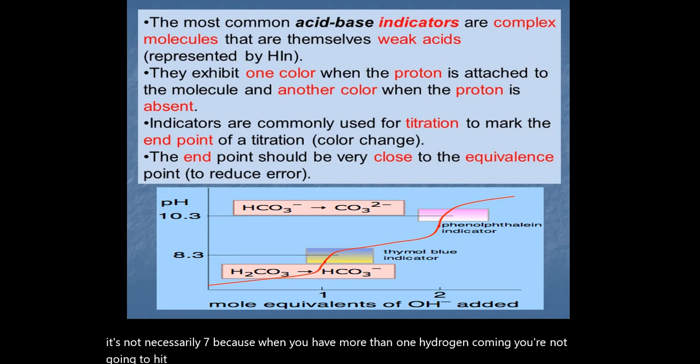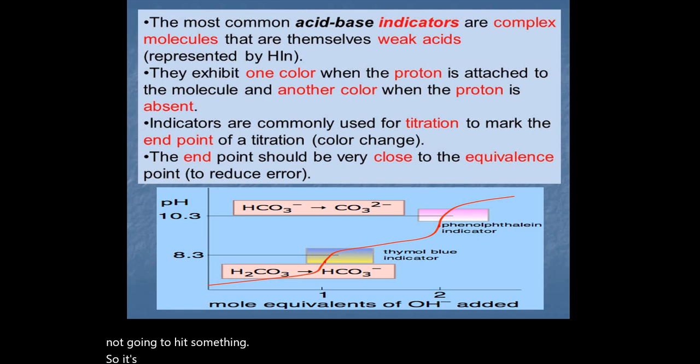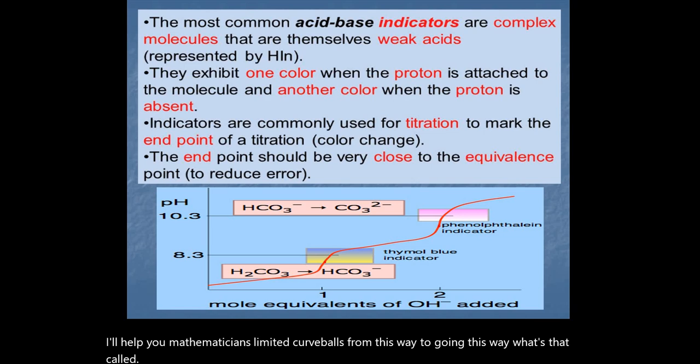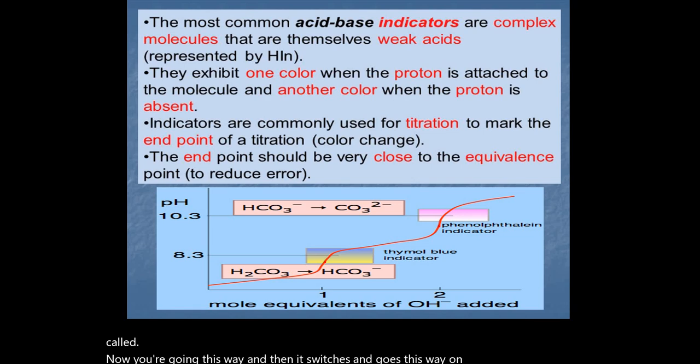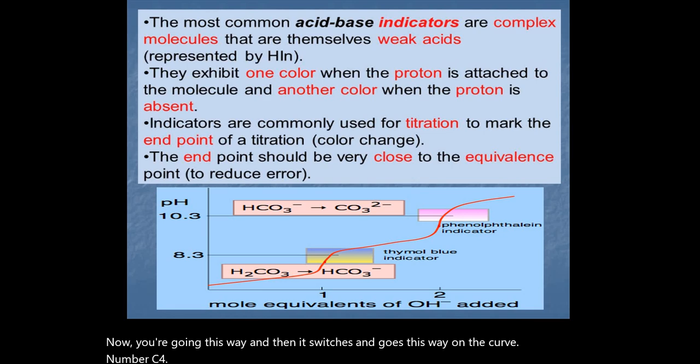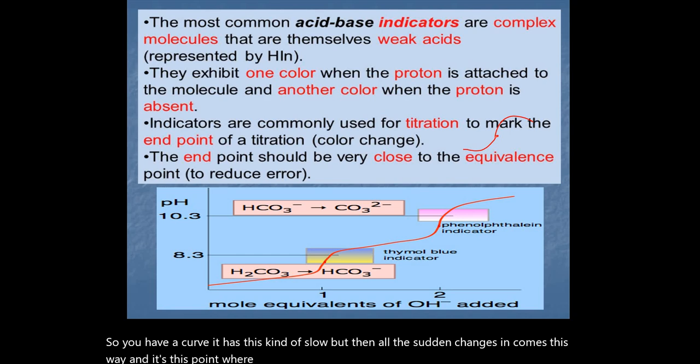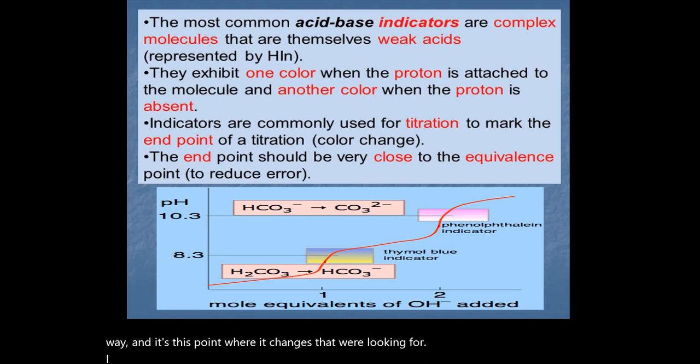Okay? So it's where you're in the curve, it's the point at which, help me mathematicians, the curve goes from this way to going this way. What's that called? Math. No, you're going this way and then it switches and goes this way on the curve. No, there's a name for it. It's slipping my brain right now. So you have a curve and it has this kind of slope, and then all of a sudden it changes and comes this way. And it's this point where it changes that we're looking for. So we're just looking at the changing point. I can't remember what it's called. I will find it and get back with you.